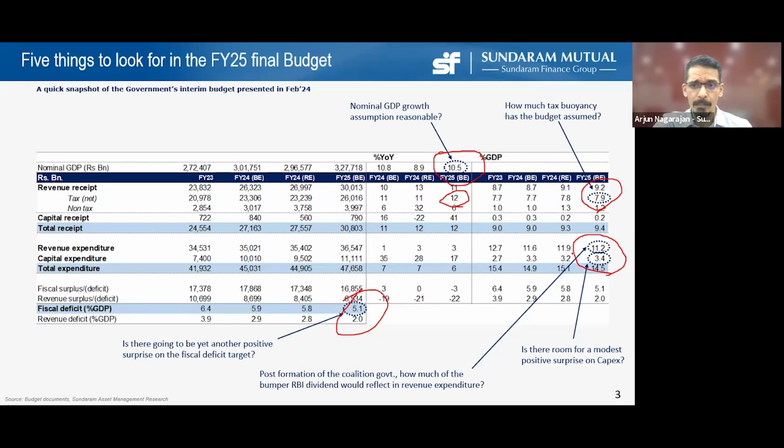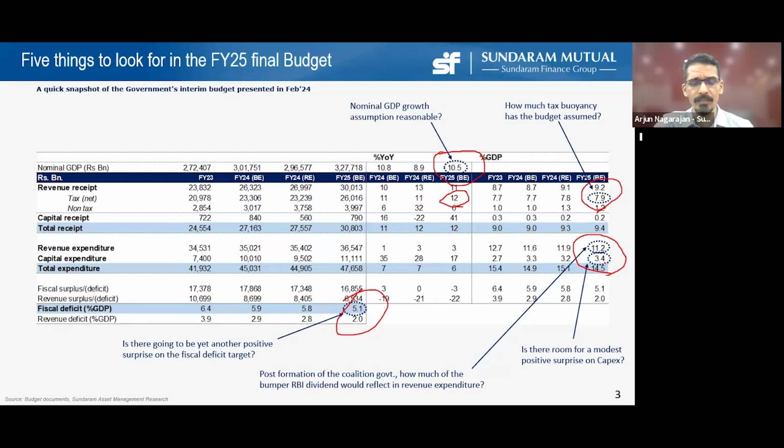As a percentage of GDP, is your revenue expenditure number going up? And more importantly, is your capital expenditure number, 3.4% of GDP, remaining the same or is it going up? I think these are the 5 key numbers you will have to look at when the budget comes out and the final numbers come out. These are the 5 numbers that will tell you what the budget is like.